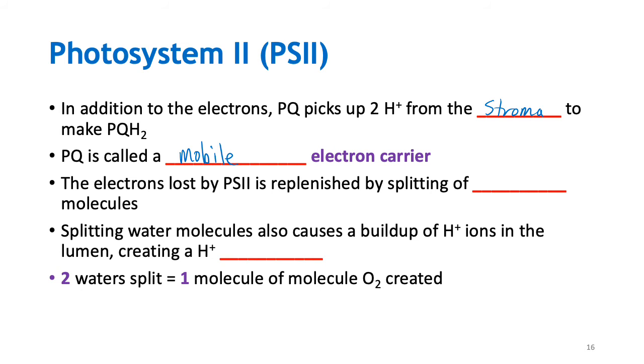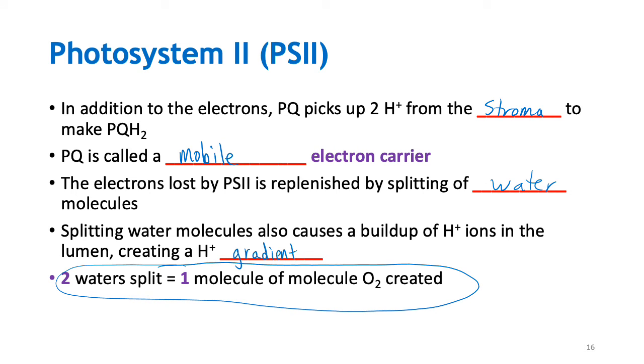The electrons lost by photosystem 2 are replenished by the splitting of water molecules. We've already been over that. And splitting water molecules also causes a buildup of protons, or H plus hydrogen ions, which creates a gradient. You know where this is going, right? Because you saw the ATP synthase in the overview slide. But I did want to let you know you have to split two water molecules to create one molecule of oxygen. Now, this kind of has a reverse effect of mitochondrial oxidative phosphorylation, in particular the electron transport chain of it, because you notice that oxygen was the final electron acceptor, and you make water. Okay, this one, you split water to eventually make O2.